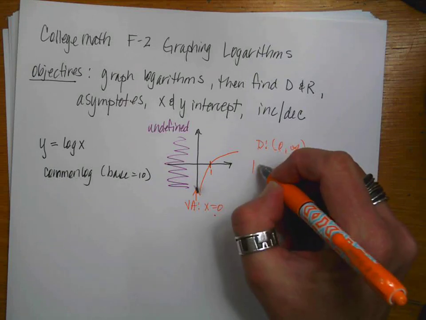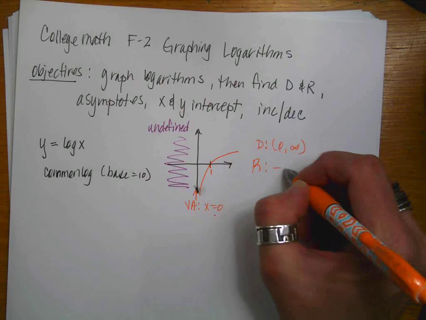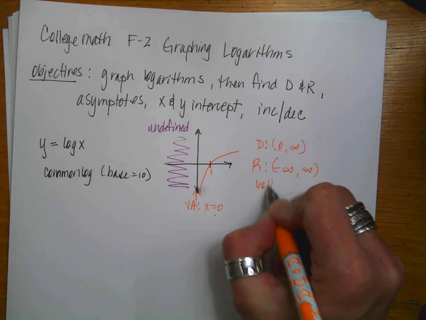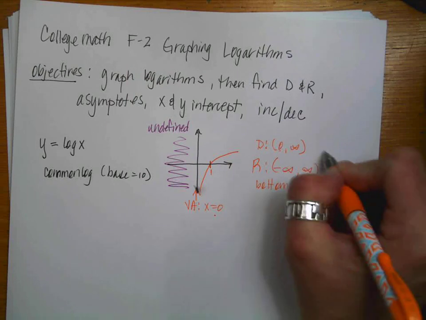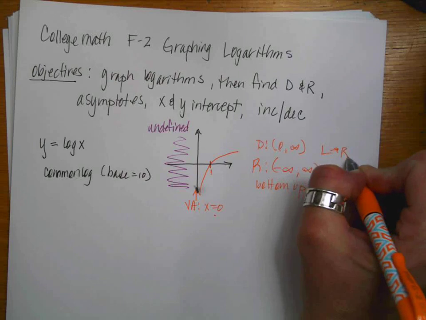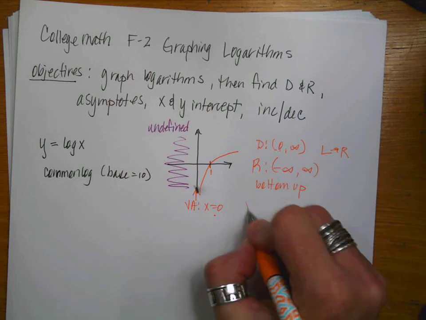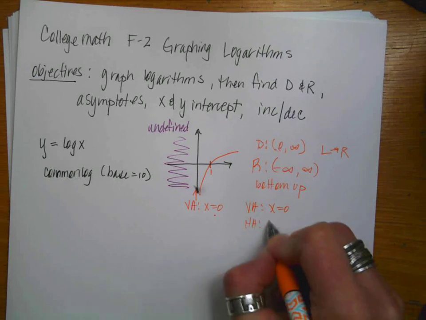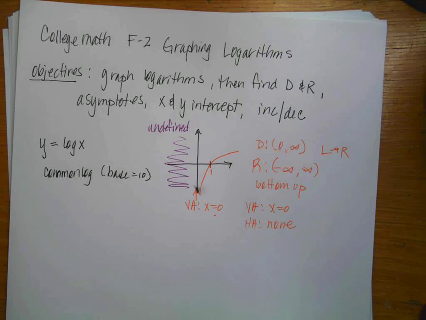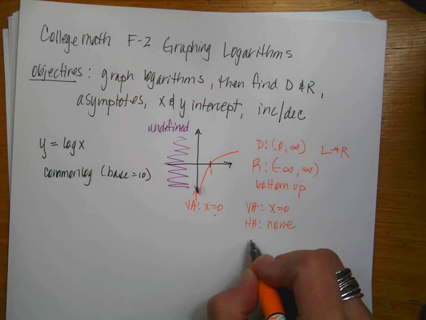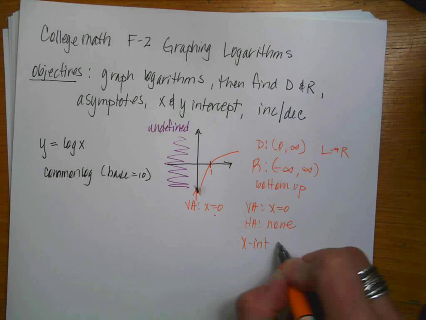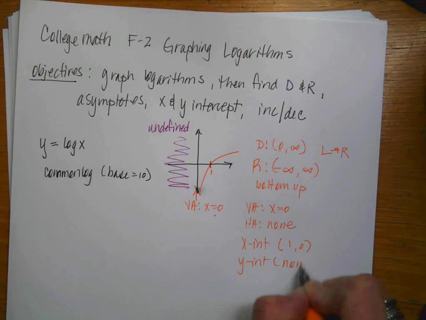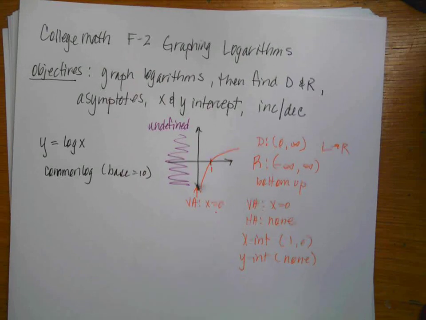For the range, it is going to start at negative infinity and go to positive infinity. And if you'll remember, we read range from bottom up and we read domain left to right, okay? I have a vertical asymptote at x is equal to 0. There are no horizontal asymptotes, okay? And then my x-intercept is going to be 1, 0. For the y-intercept, there's none because it's never going to cross this vertical asymptote.